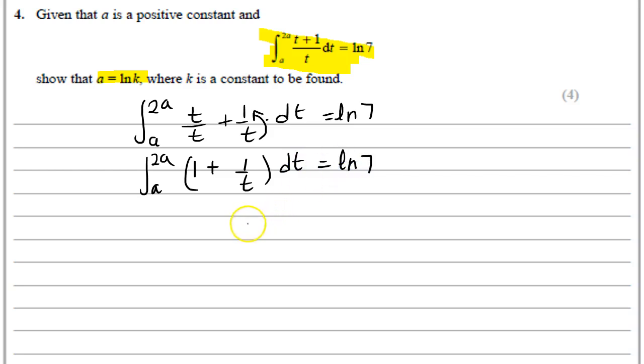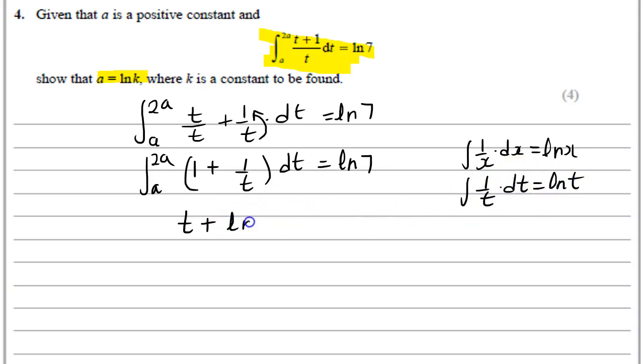So now integration of 1 is t, and integration of 1 over t. Integration of 1 over x dx is ln x, so integration of 1 over t dt is ln t. So let's write down here t plus ln t, and limits are running from a to 2a, and that is ln 7. Right? So let's put the values here. We put this value first, so it will be 2a plus ln 2a.